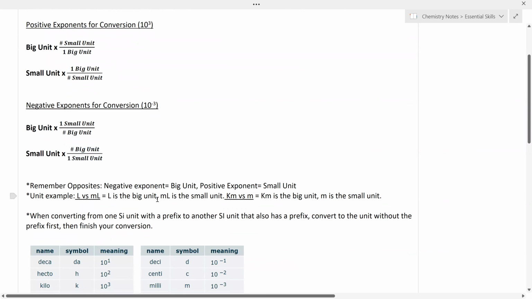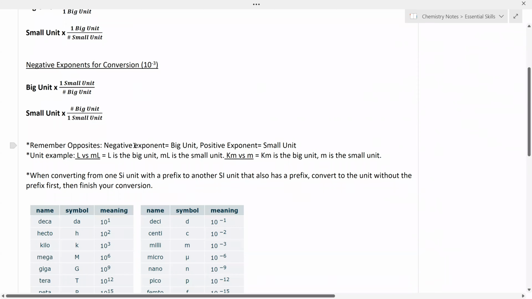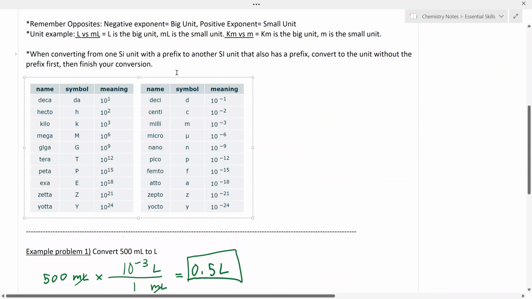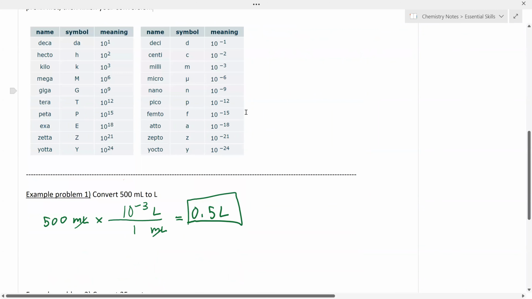And then to determine big unit versus small unit, it's how different they are. If you have one liter of a liquid versus 1 milliliter of a liquid, is 1 liter of liquid more liquid? Yes. Then liter is the bigger unit. Okay, so that's how that's figured out. And then when converting from one SI unit to another unit that both have prefixes, solve to the unit without the prefix in the middle, and then solve to the unit with the prefix that you want after that. It just keeps things simple and makes sure things are correct. Okay, so that is it for conversion factors.